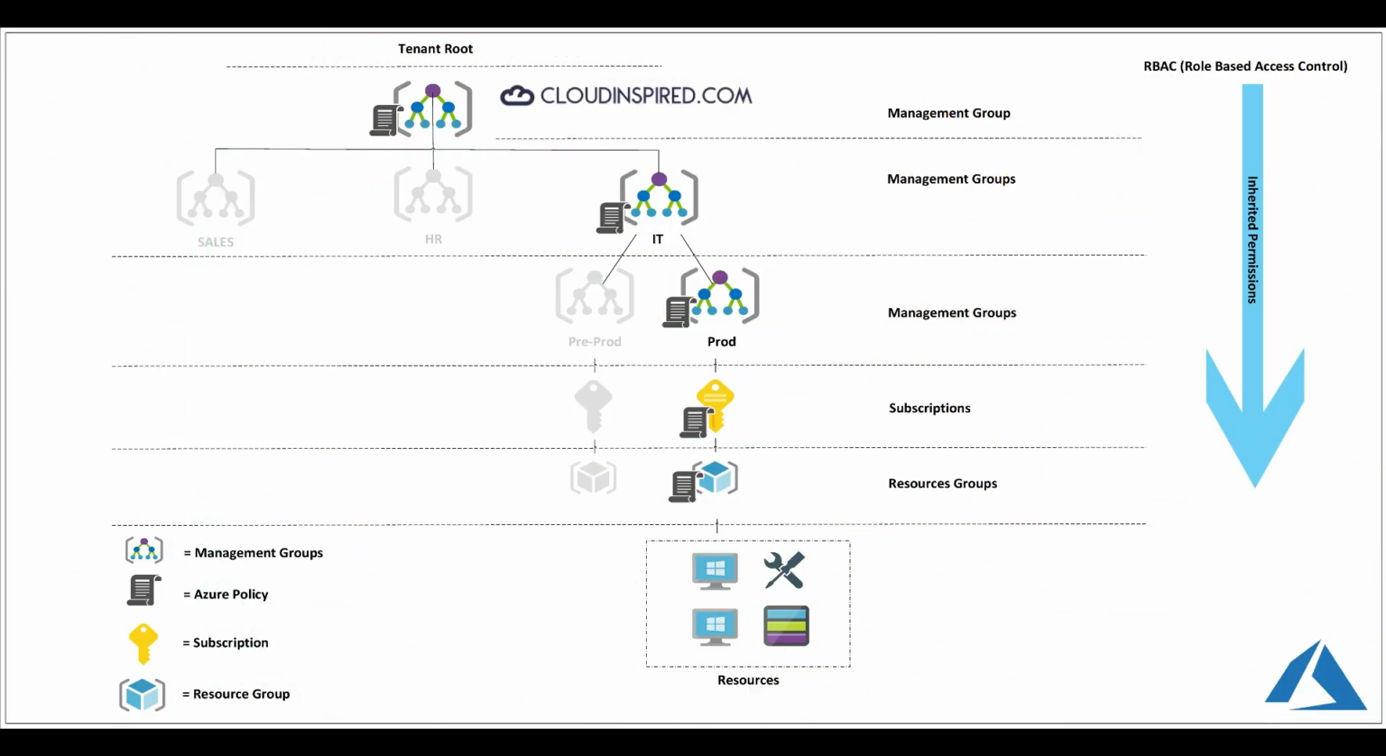Let's just have a quick recap on what we've done. We've created a management group at the top level under tenant called Cloud Inspired. Then underneath that, we've created a child management group called IT. And then within IT, we've created a child management group called Production. And then we've moved our production subscription to the production management group.